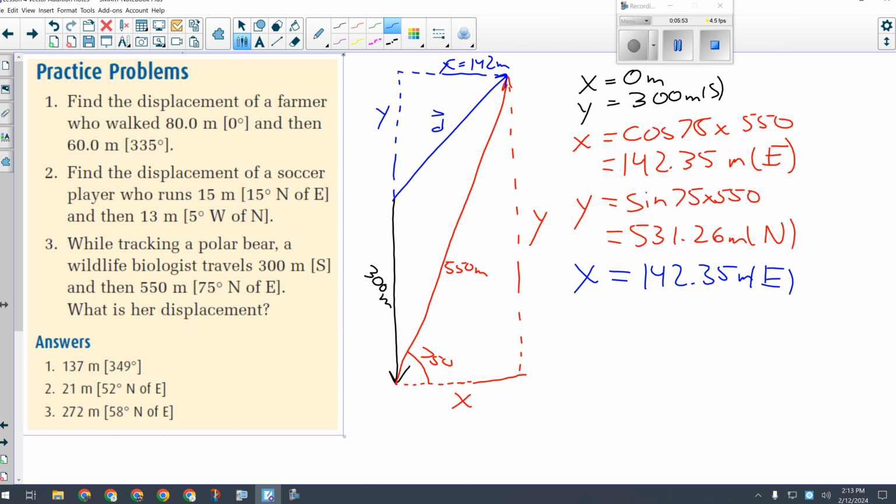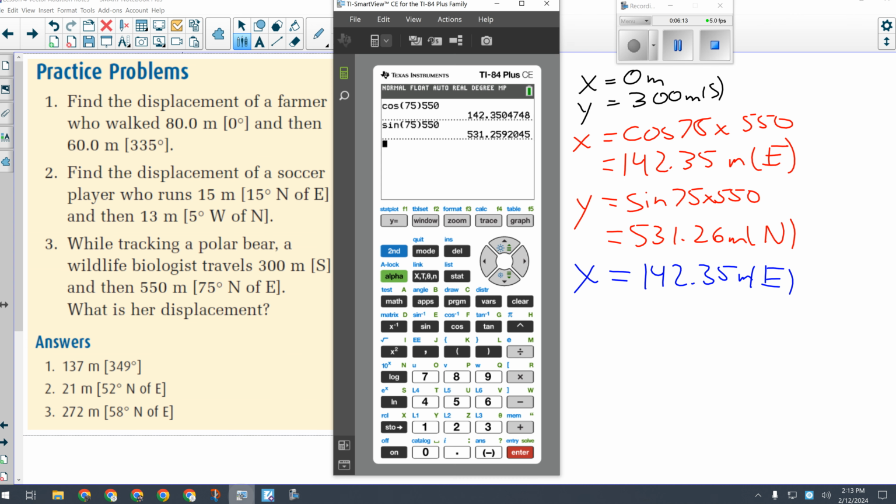All right, now the y, that one's going to require a little bit more because first I went 300 and then I went back 531.26 meters. Okay, everybody all right with that idea? I went south 300 and then I went north 531. So if I want to get the total here, I went 531 north and 300 south. There's going to be my total amount north, 231.26.